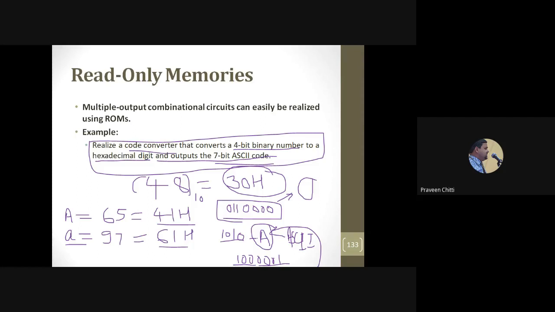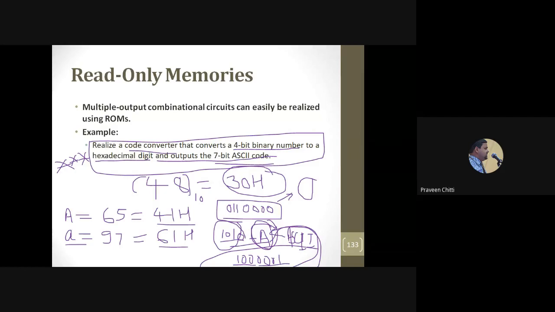I hope all of you are getting the question. You have to realize a code converter that converts a 4-bit binary number to a hexadecimal digit and outputs the equivalent 7-bit ASCII code. This is a very important example from your examination point of view. Realize a code converter that converts a 4-bit binary number to a hexadecimal digit.